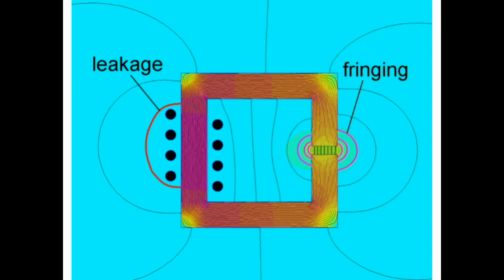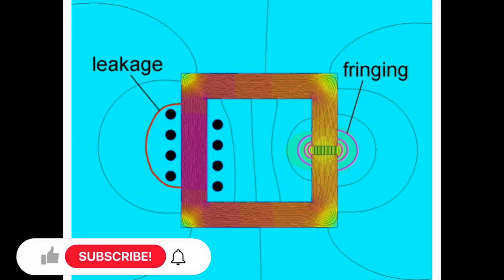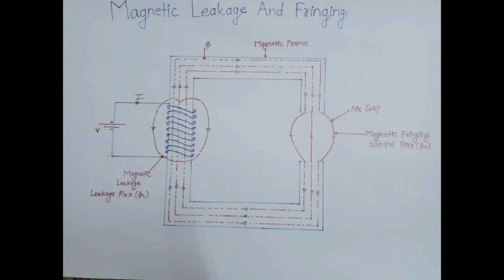Leakage flux and magnetic fringing are undesirable phenomena. Because of magnetic leakage, useful flux in the air gap decreases, and because of magnetic fringing, flux density in the air gap decreases. Hence, to obtain the necessary flux density in the air gap, MMF is increased. Flux produced in the air gap is useful for many applications such as relays, motors, generators, moving coil and moving iron measuring instruments, etc.